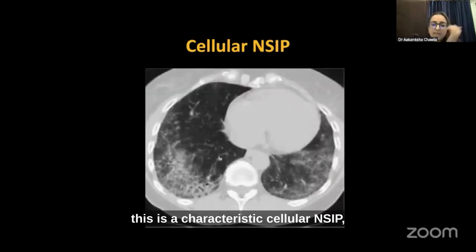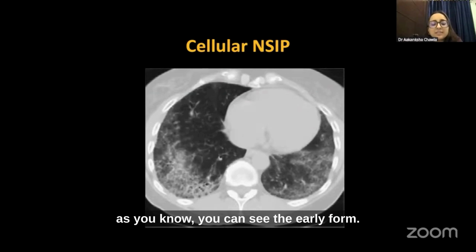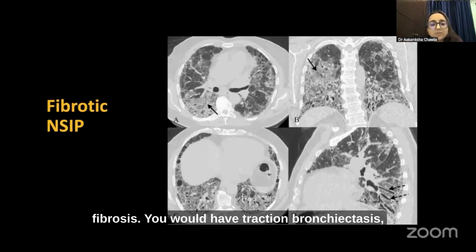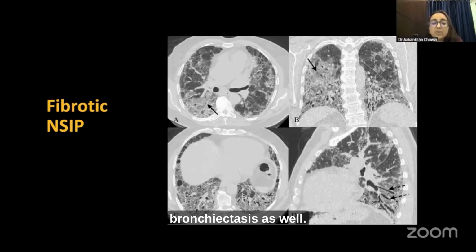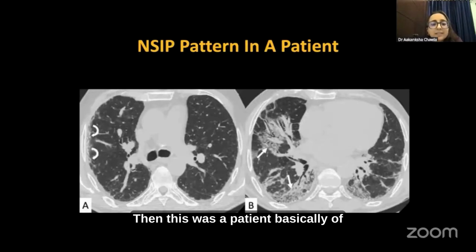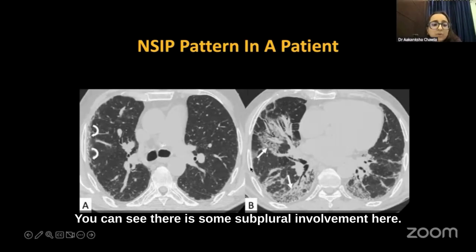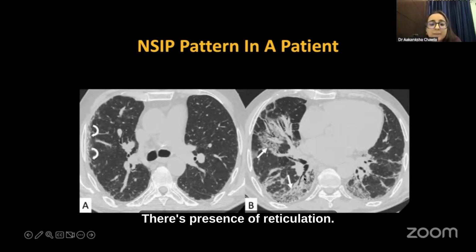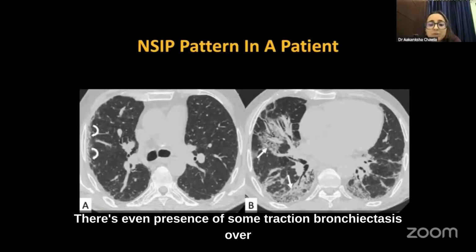Now, this is a characteristic cellular NSIP, as you can see the early form. There is diffuse ground glass with reticulation seen in bilateral lung fields on this axial cut. Then fibrotic, you would have extensive fibrosis, traction bronchiectasis, bronchiectasis as well. Then this was a patient of polymyositis who had an NSIP pattern. You can see there is some subpleural involvement here. You can see the presence of ground glass, reticulation, and even some traction bronchiectasis over here.